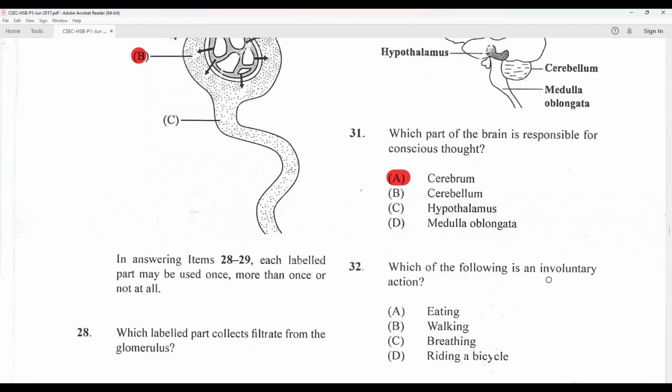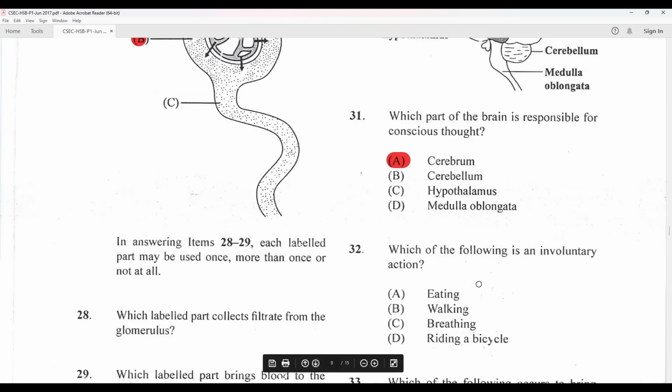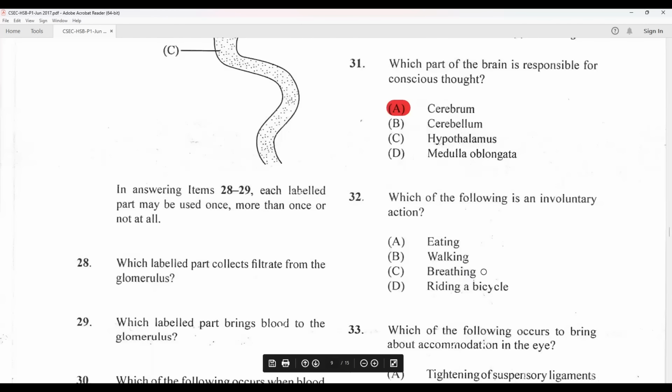Which of the following is an involuntary action? An involuntary action is an automatic action where you don't need to think about it. Eating, you have to think about eating sometimes. People spend so much time thinking about eating. It's sometimes a difficult choice to make, especially if you have plenty of options. Walking, yes, you can't just randomly get up and walk down the road. You have to think about where you're going. Breathing is involuntary because if we didn't remember to breathe, we would die. Riding a bike, that's very similar to walking. So the involuntary action is C.